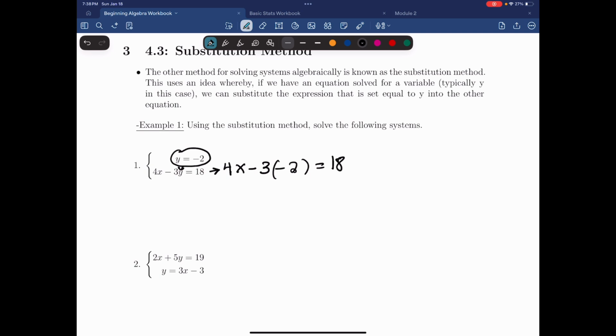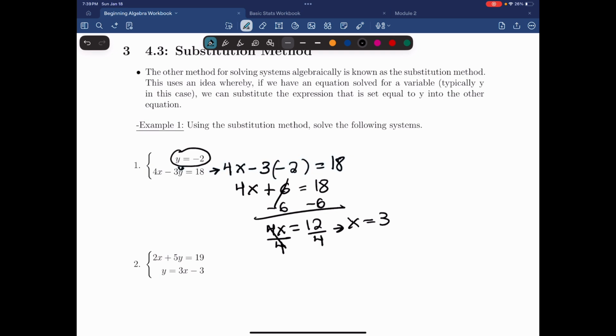And now all we have to do is solve for x. So we have 4x minus 3 times -2 is -6. And when we subtract -6, that becomes addition. So we're going to get 4x plus 6. And then we're going to set that equal to 18. Now to solve for x, subtract 6 on both sides. We get 4x equals 12. And then our last step to solve for x is to divide by 4 on both sides. And we get x equals 3.